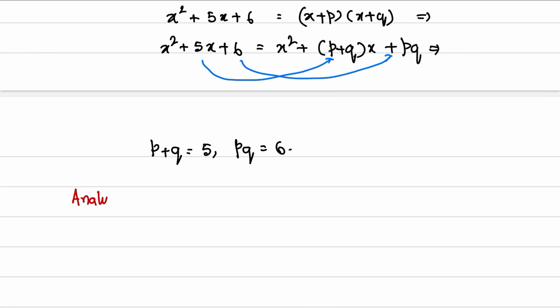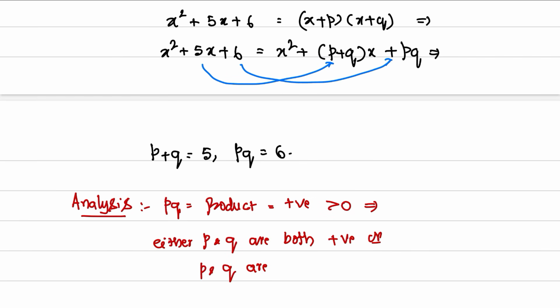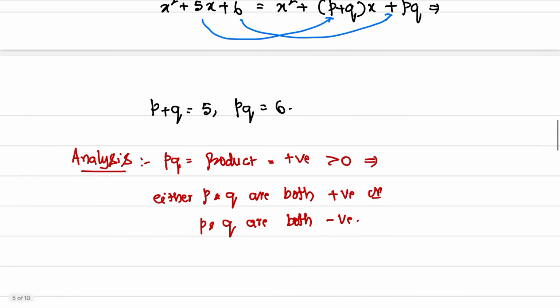Analysis. Please try to understand. PQ is equal to product. That is equal to positive, that means greater than 0. Implies either P and Q are both positive or P and Q are both negative. These are the only two possibilities.